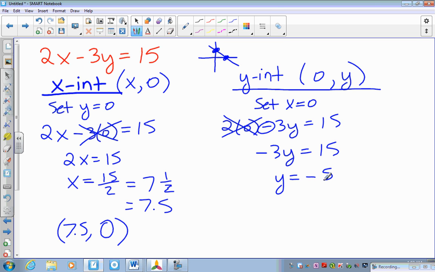And again, I don't want you to think that this is just a number, negative 5. This is a point. It's the y-intercept. It's a point. And so the y value is negative 5. And the x, well, we set it equal to 0. So it's 0. The reason I'm being very particular about these 2 points is because a lot of students would make a mistake of saying this is the point 7.5 comma negative 5. That's not true. They're 2 different points. Don't combine them. So now let's go ahead and graph these.